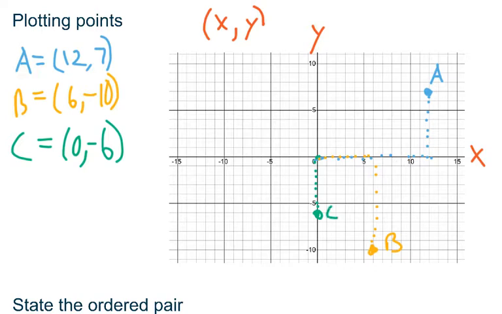Let's do one more for good measure, D. Let's say we have -3, 8. So again, start at the origin, go over to -3 on the x-axis, and I go up to 8 on the y-axis, plot my point, and there we are. And that's how we plot points. It's pretty straightforward, it just takes a little bit of practice.